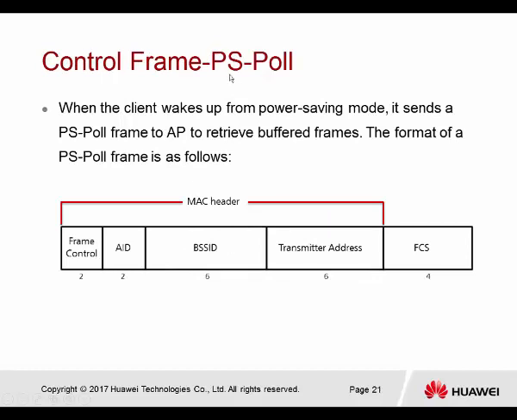And the last frame here is the PS poll. This one is for when the client wakes up from power saving mode. When we are connecting to the wireless, and maybe for a few minutes we didn't touch the network services, our PC might enter sleep mode. So when our PC wakes up from sleep mode, the first frame it sends out will be the PS poll. It's just trying to retrieve the buffered frames from the AP.